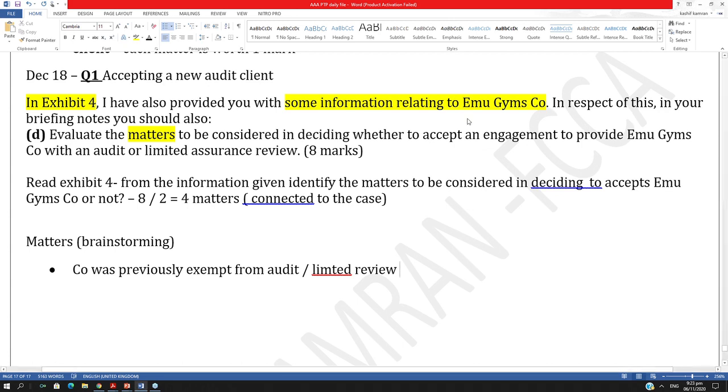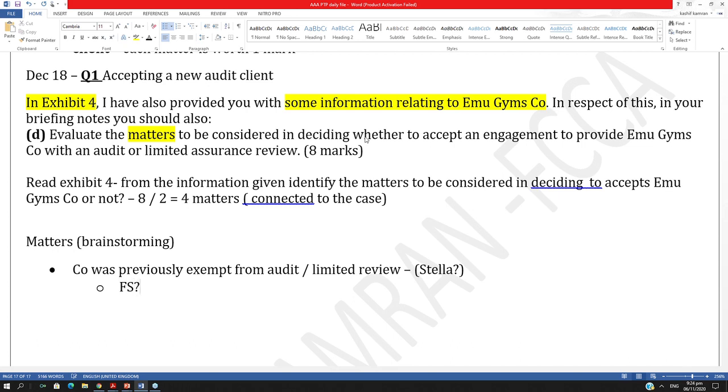So is this the first time their financial statements will be subjected to the audit or a limited review? So the company was previously exempt from audit and a limited review. Will Stella consider this point as important? When Stella is evaluating the matters to consider, will Stella consider this point as important, or will the manager consider this point as important? It will, because the company was previously exempt from audit or limited review.